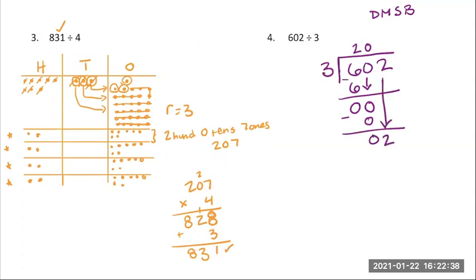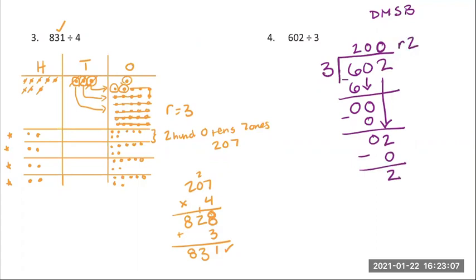Okay, and then we're going to do 2 divided by 3. Well, we can't do 2 divided by 3. That would give us a fraction. So we can't do anything, 2 can't be divided by 3. So as high as you can go without going over is going to be 0 times. So we're going to put another 0 up here. Okay, we're going to do 0 times 3 is 0, subtract, and 2 is our remainder.